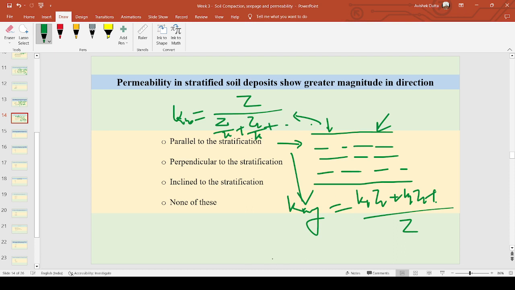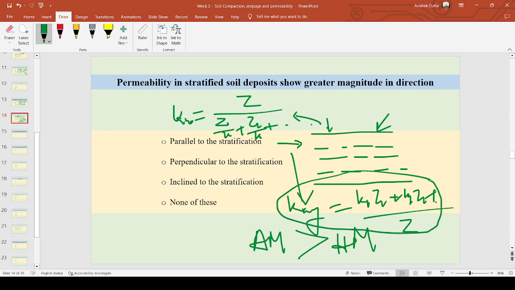Okay, and as we know, arithmetic mean is always more than harmonic mean. So in this case, arithmetic mean is followed in the case where the flow is parallel to the stratification. Hence, permeability will be more where K is more. So K is greater in direction parallel to the stratification. Is it clear? Yeah, good. Parallel is the right answer.